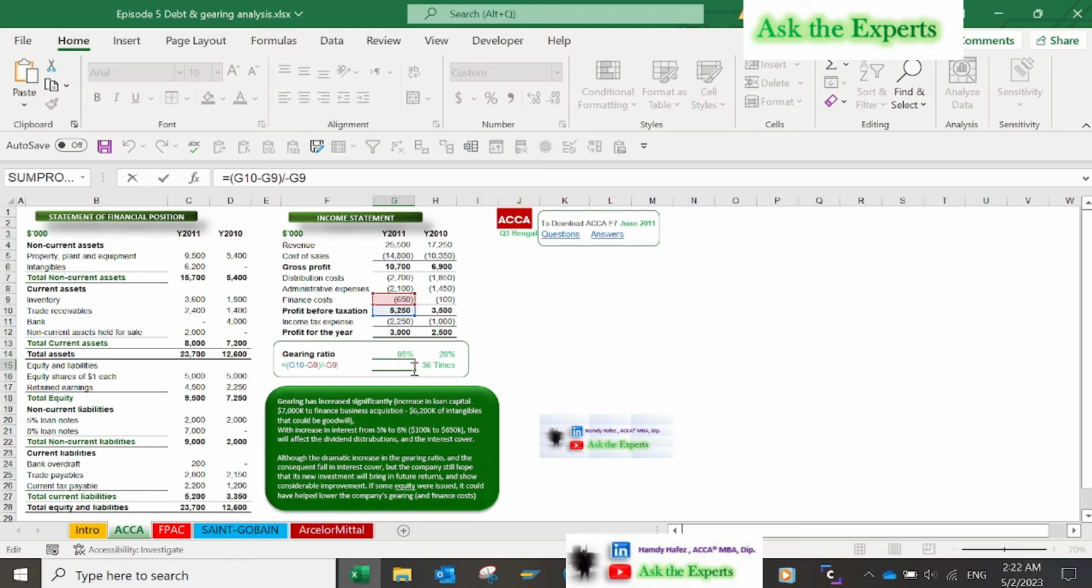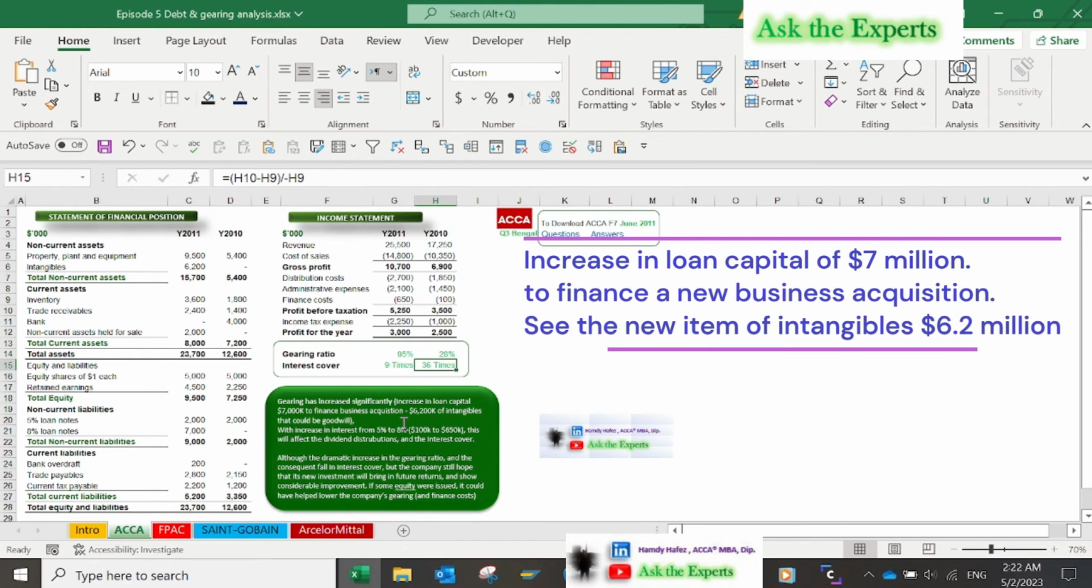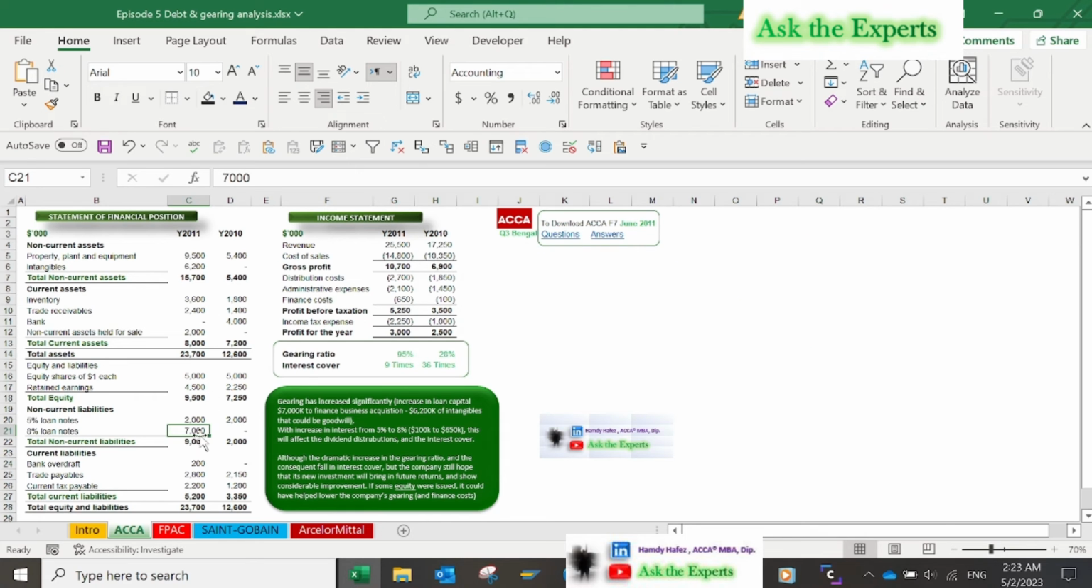See the new item of intangibles that could be goodwill of the new investment. Also, an increase in the finance interest from 5% to 8%, that affects the income statement finance cost and the interest cover. Finally, despite the dramatic increase in the gearing ratio and the consequent fall in interest cover, the company still hopes that its new investment will bring in future returns and show considerable improvement.